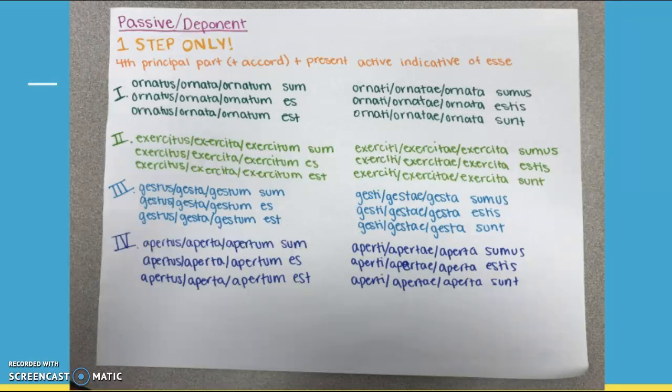For the first declension, ornare, we would take ornatus and then change it to ornata if it's feminine, ornatum if it's neuter, ornati if it's masculine plural, ornatai if it's feminine plural, or ornata if it's neuter plural. Then you would add on your present active indicative of to be. This translates to I have been decorated, you have been decorated, he has been decorated, we have been decorated, you all have been decorated, and they have been decorated.